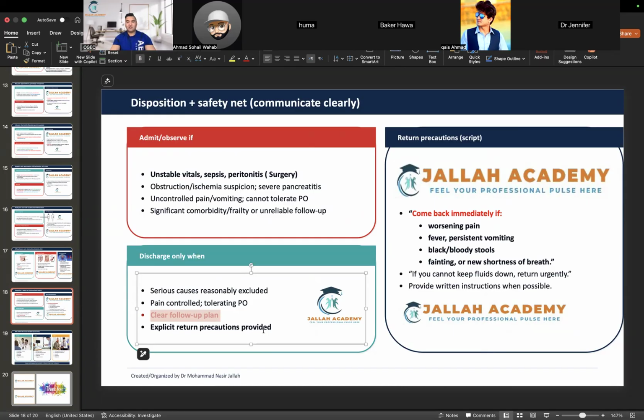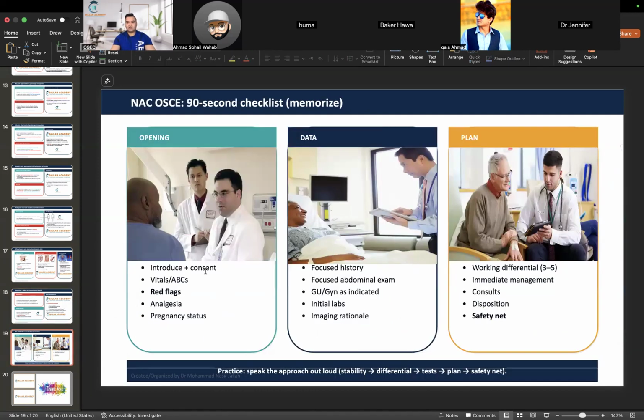What does it mean? When the patient needs to come back. And it is explained here. Come back immediately if worsening pain, fever, persistent vomiting, black or bloody stool, fainting, or new shortness of breath. If you cannot keep fluid down, return urgently. Provide written instructions when possible. So these are the things that you need to do before discharging.